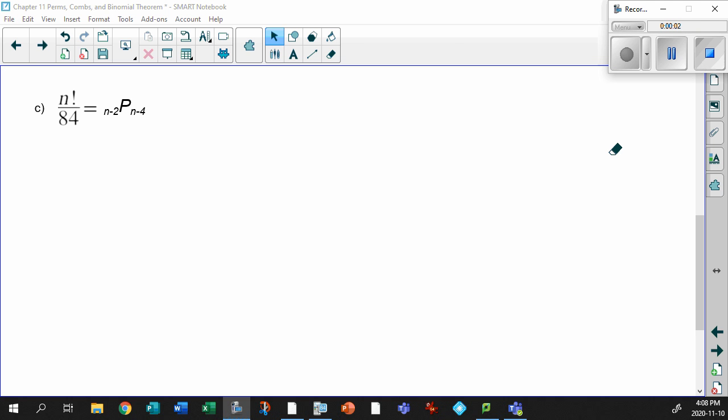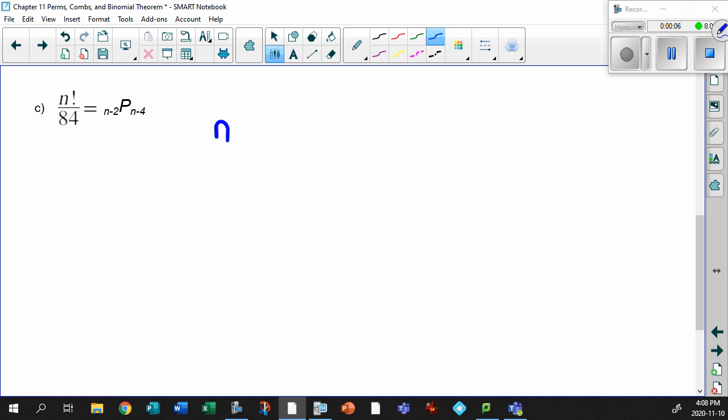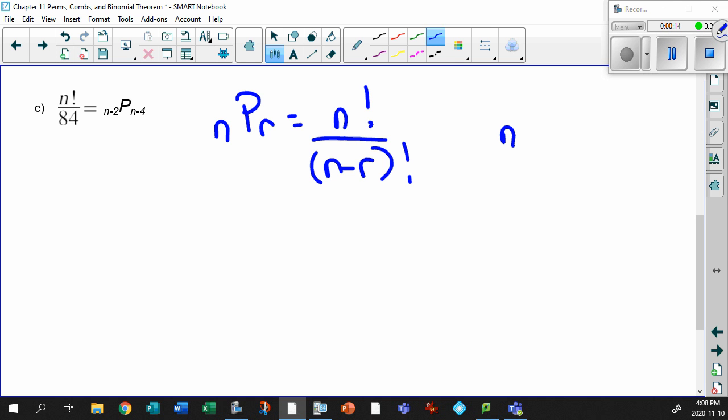Here's the last question I want to do dealing with the Perms formula. Remember, the Perms formula is nPr, right off your formula sheet: n factorial over (n minus r) factorial. Remember also that n has to be greater than or equal to r. Cool. So let's play with this.